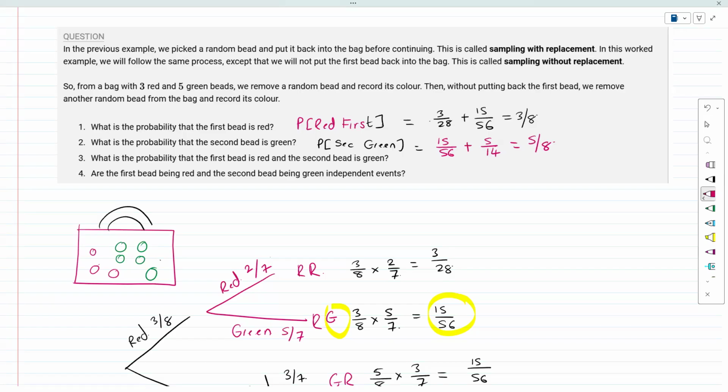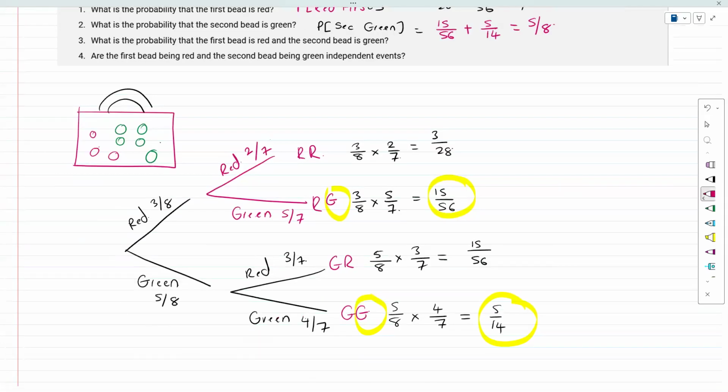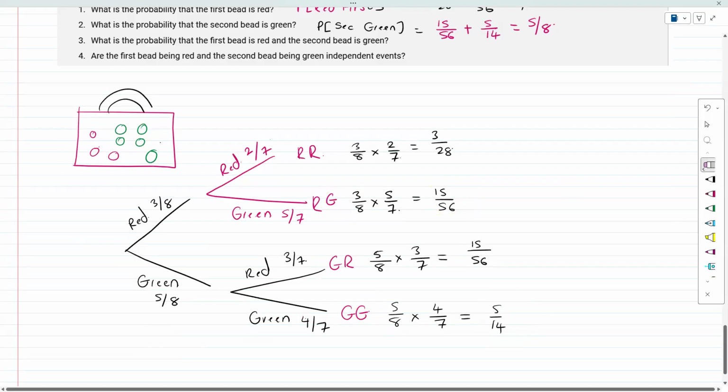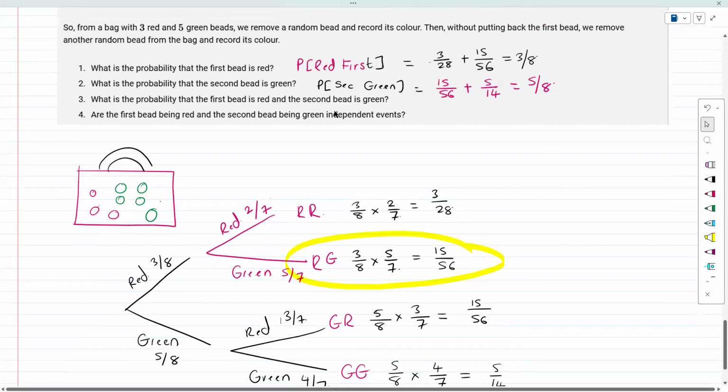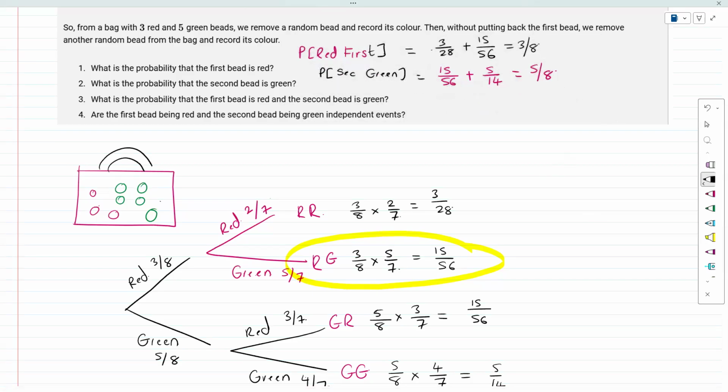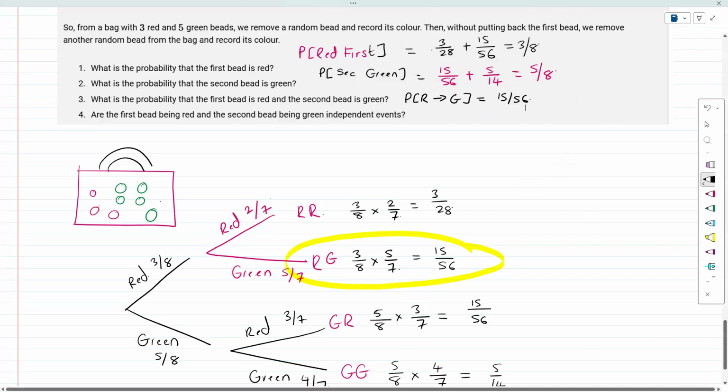Right? Now, the second last one. What is the probability of the first bead being red and the second bead being green? The only time where the first bead is red and the second bead is green is here, red, green. So red and green, guys, I've got no space to write question 2. I should have written it somewhere else, but let's just put it here. The probability of the first being red and then green would be 15 out of 56. Okay, so I don't think that's very difficult. I think it's fine to deal with.